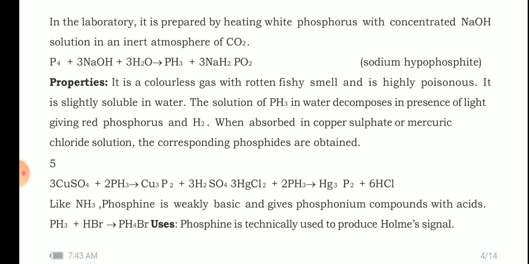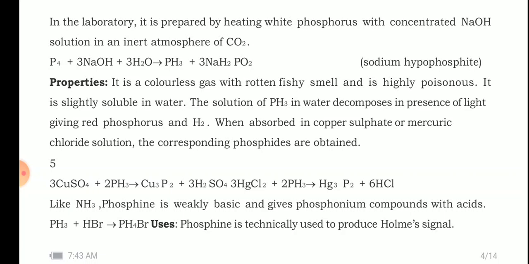The solution of PH3 in water decomposes in presence of light, giving red phosphorus and hydrogen. When absorbed in copper sulfate or mercuric chloride solution, the corresponding phosphides are obtained. So when it comes in contact with copper sulfate, it is going to form the corresponding phosphides, that is copper phosphide and mercuric phosphide. Like NH3, phosphine is weakly basic and gives phosphonium compounds with acids.